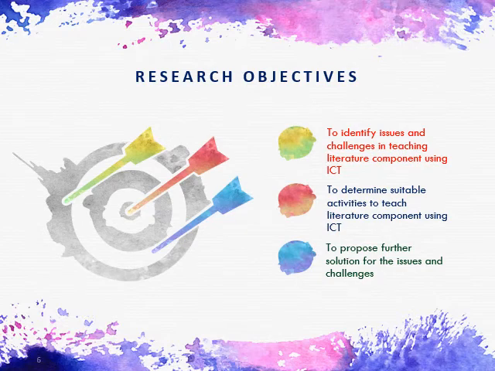So here are the research objectives. We have three research objectives in the study. The first one is to identify issues and challenges in teaching the literature component using ICT. The second one is to determine suitable activities to teach the literature component using ICT, and to propose further solutions for the issues and challenges.